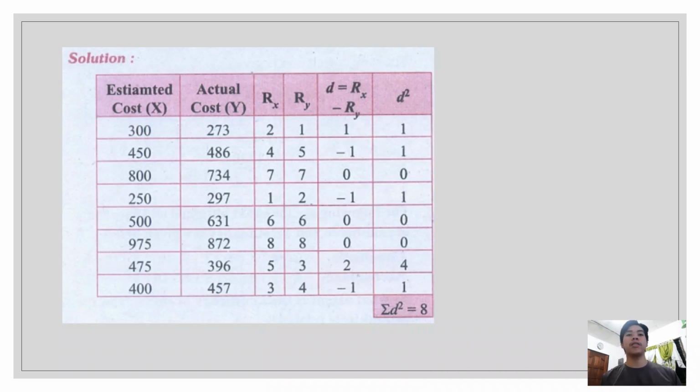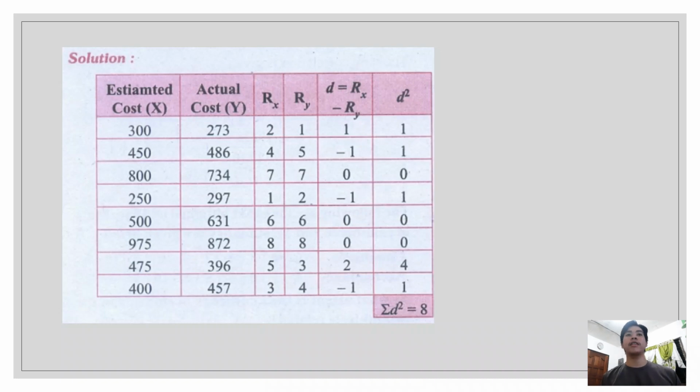Then next we need to find the difference between the two ranks of the two variables. We just subtract them from each other. 2 minus 1 is 1, 4 minus 5 is negative 1, 7 minus 7 is 0, 1 minus 2 is negative 1, 6 minus 6 is 0, 8 minus 8 is 0, 5 minus 3 is 2, 3 minus 4 is negative 1.